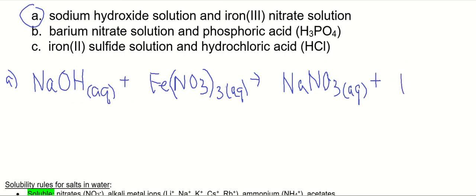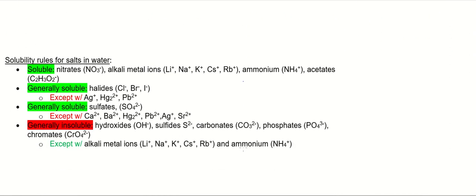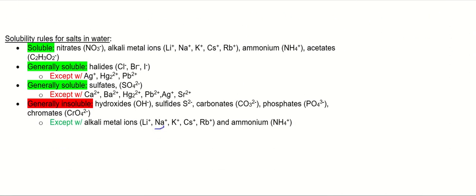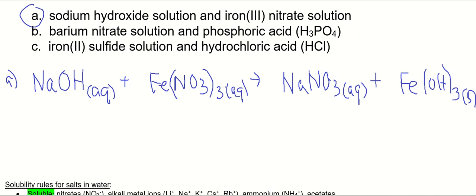So we can expect this other one to be the precipitate, iron hydroxide. Iron is a 3 positive, so it's going to go down like that, and that's going to be your precipitate. Hydroxides are generally insoluble, except for the two important ones to know that are soluble: sodium hydroxide, which we'll use in the lab, and potassium hydroxide. But otherwise, they are generally insoluble.